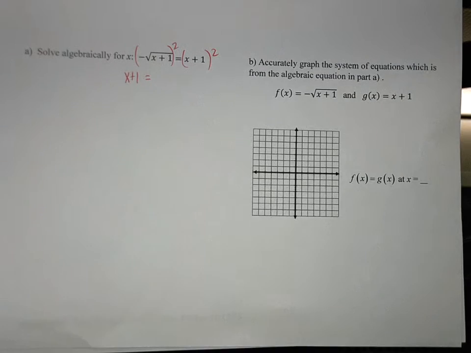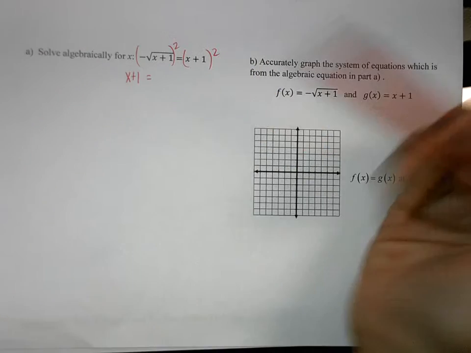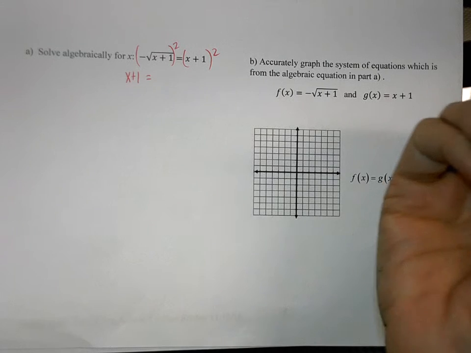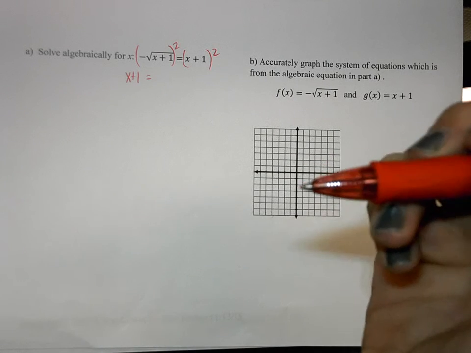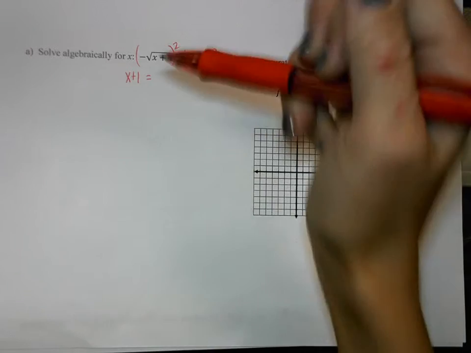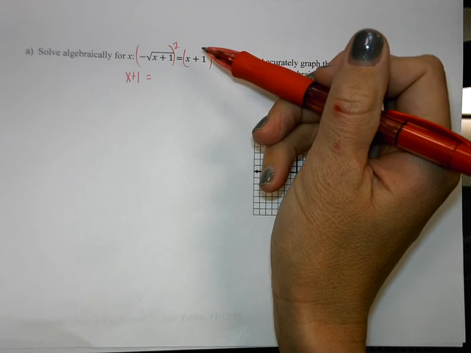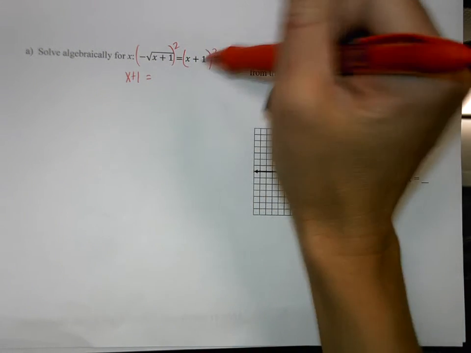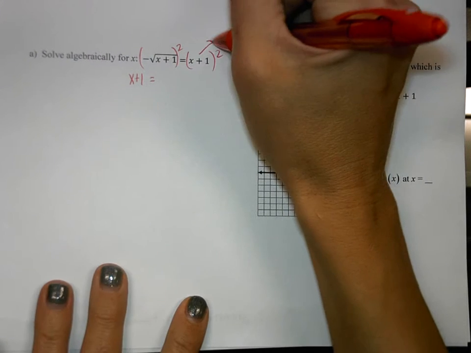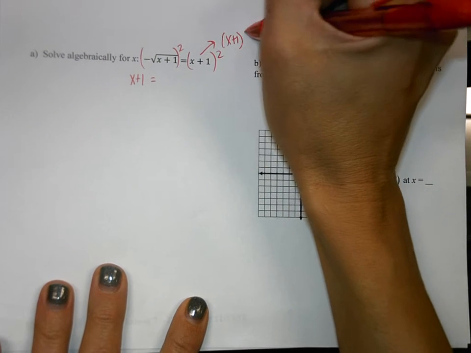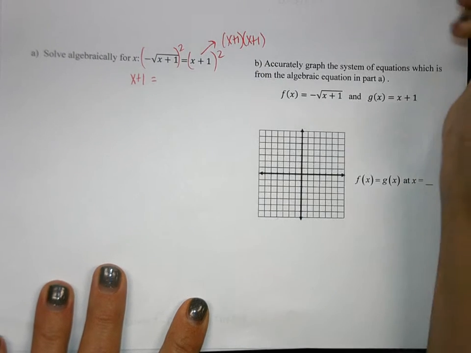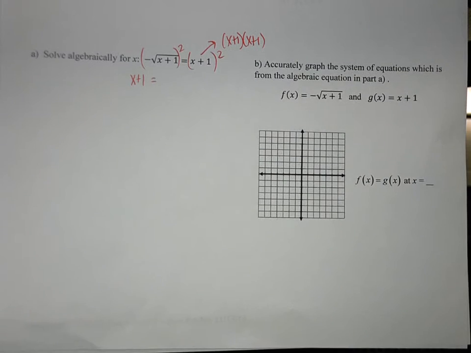Okay, what do you do when you have x plus 1 squared? No. Anytime you have a plus sign here, you're going to have to use your FOIL or your box method. This actually means x plus 1 times x plus 1. It's up to you which method you want to use to multiply that.